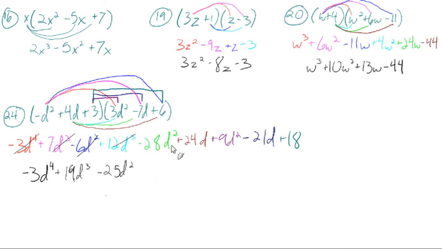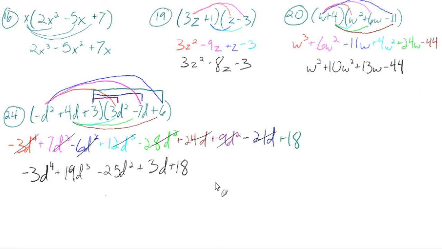Check in with the teacher's manual as we fly through this. And now we have 24d and negative 21d, so that goes together to make 3d. Those have been put together, and we have our single constant. There we go. Everything has been put together, and the like terms have been collected. So we're all done with that problem.